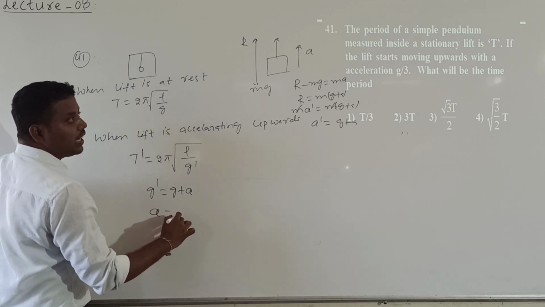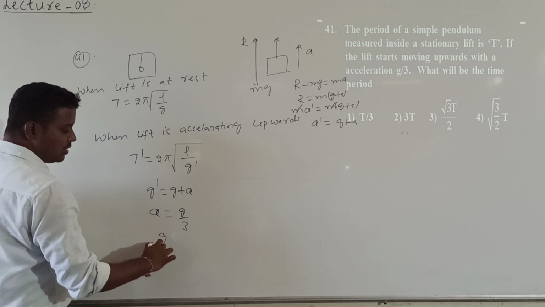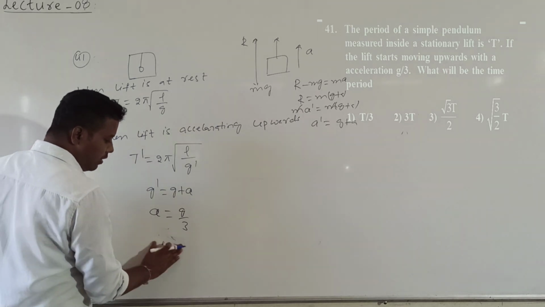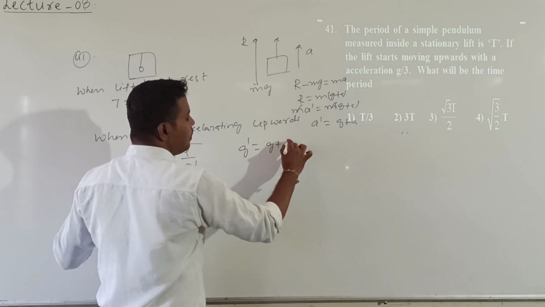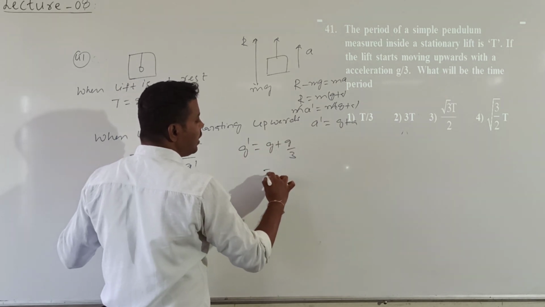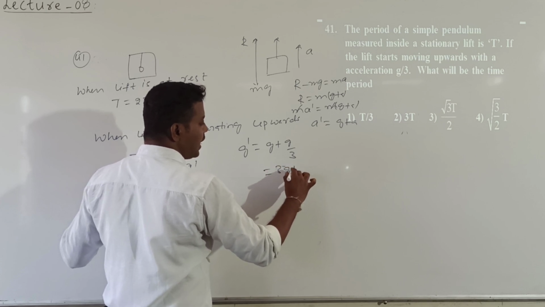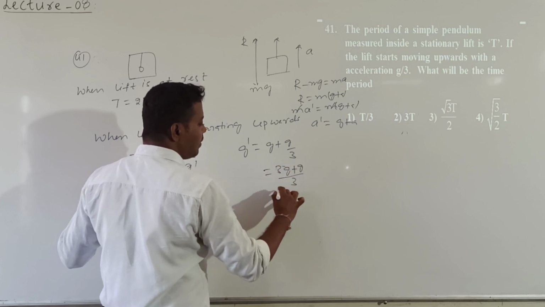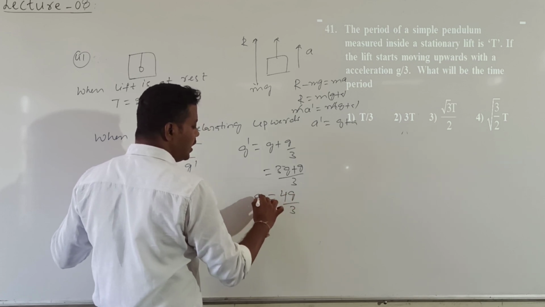Here the value of a is given as g by 3. So what happens to g dash? G dash is equal to g plus g by 3. How much will I get? LCM is 3, so 3g plus g by 3, which is 4 into g by 3. This is the value of g dash.